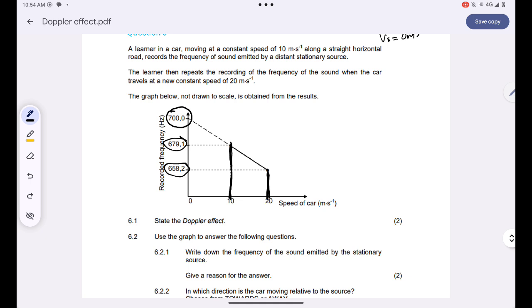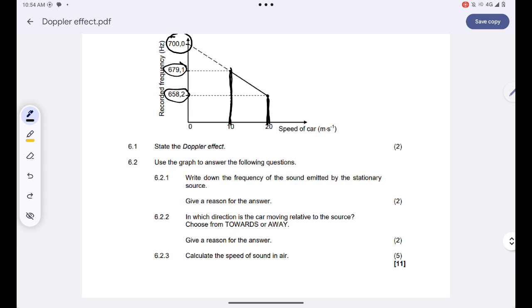Firstly, they want us to state the Doppler effect. Doppler effect is the apparent change in the observed frequency of the source as a result of the relative motion between the source and the observer. Doppler effect is the apparent change in the frequency of the source as a result of relative motion between the source and the observer.